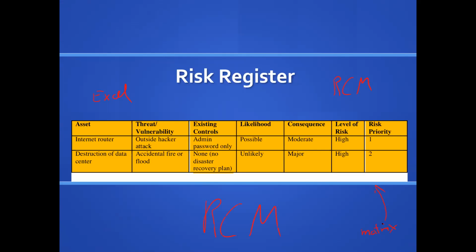So this is really a matrix. All right, so if you think about it, you have assets, right? You identify them, and think of this here, the internet router, but also destruction of the data center. And then let's say here, it's just like user data. All right. And then once you've identified these 3 items, you have the 3 items, then you identify the threats. So the threats could be an outside hacker attack, accidental fire, ransomware.